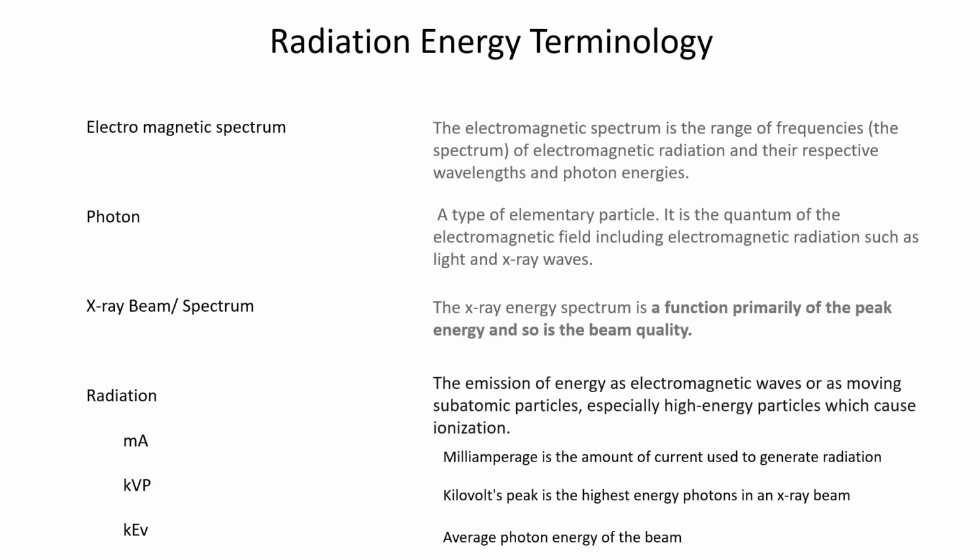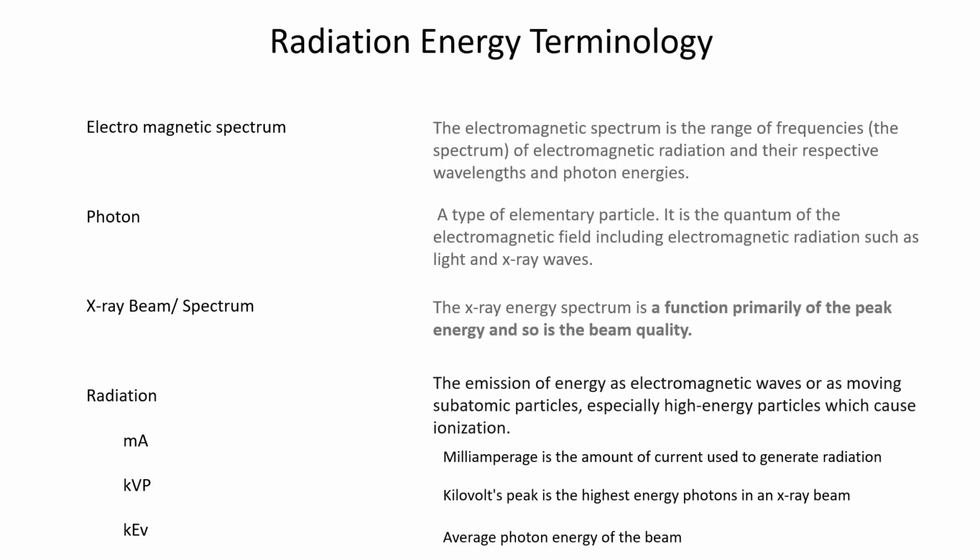Photon. The photon is a type of elementary particle. It is the quantum of the electromagnetic field, including electromagnetic radiation, such as light and X-ray waves. The X-ray beam or spectrum. The X-ray energy spectrum is a function primarily of the peak energy, and so is the beam quality.